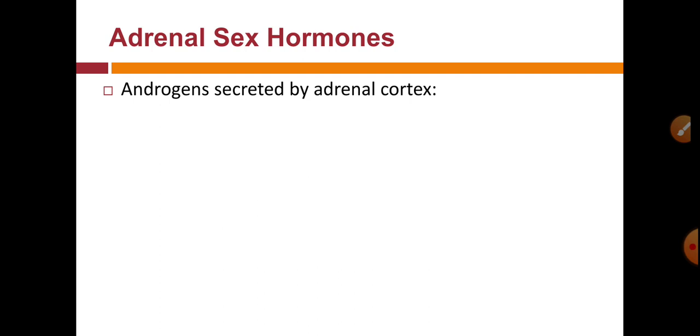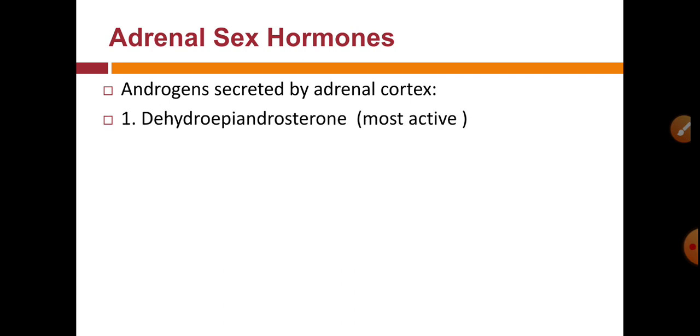Androgens secreted by the adrenal cortex. So which androgens are secreted from the zona reticularis? Let us see that. First one is dihydroepiandrosterone, second is androstenedione, and third one is testosterone. So these are the three androgens which are secreted from the adrenal cortex. Out of these three androgens, the first one, dihydroepiandrosterone, is the most active.